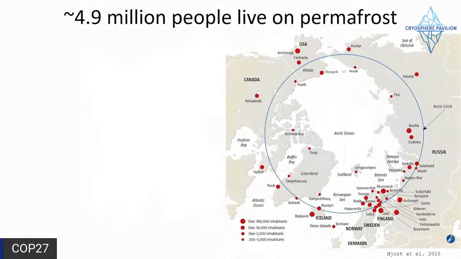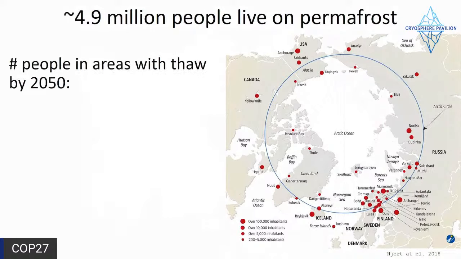Okay, so I just want to talk about some of the local impacts of permafrost thaw in the Arctic. By 2050, and there's an updated version of this paper from this past year, but it shows similar patterns, at 1.5 degrees Celsius, about 3 million people will be impacted by permafrost thaw. At 2 degrees Celsius, 3.6 million. And 9 to 33% of people are in high hazard areas.